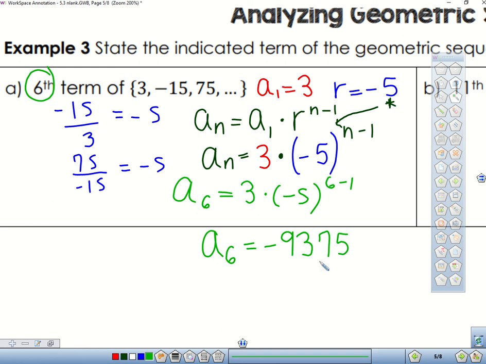Now you're going to notice that with these geometric problems, your numbers are either going to get really, really big or really, really small, really fast compared to arithmetic. Anybody have a hypothesis on why this is the case?